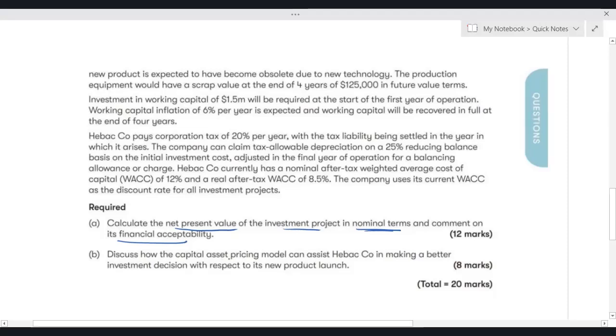Part B says discuss how the capital asset pricing model can assist. Can I say capital asset pricing, simply cost of capital, is our topic number 2. When we'll be discussing cost of capital, then obviously we have to discuss part B as well: how basically the capital asset pricing model helps you in this sort of investment appraisal decision.